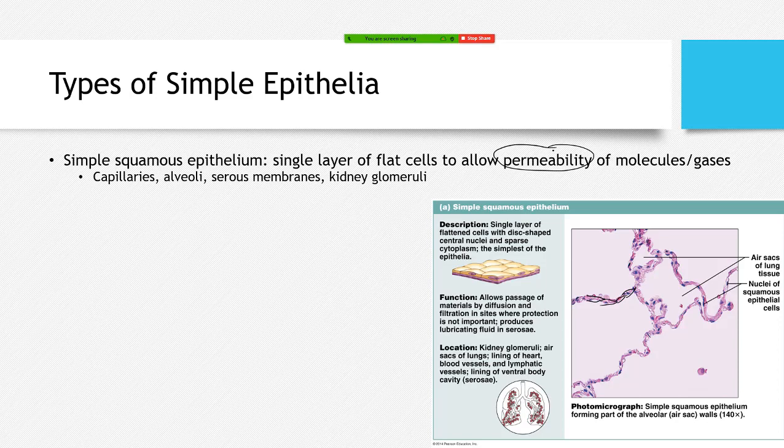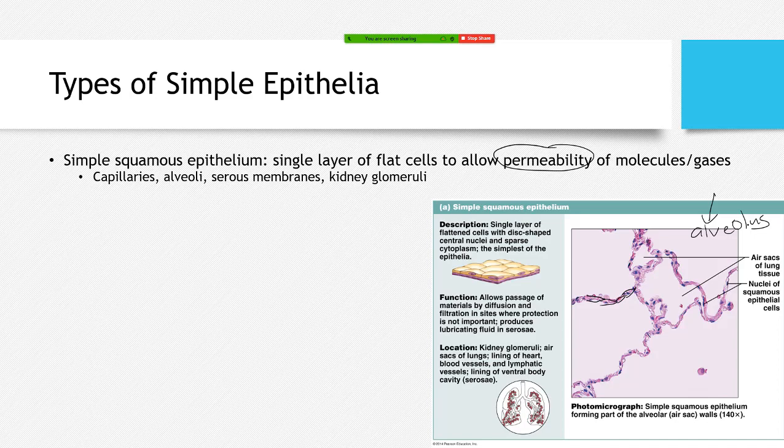So we see this in capillaries. Capillaries are the smallest blood vessels in our bodies. They're only one layer of cells thick, and they're going to have this simple squamous epithelium. We find this in the alveolus, which is in our lungs, okay? And this is a slide of the alveolus. Okay. We find this on serous membranes, and we'll talk about serous membranes later on in the chapter, and also in the glomerulus of the kidney.